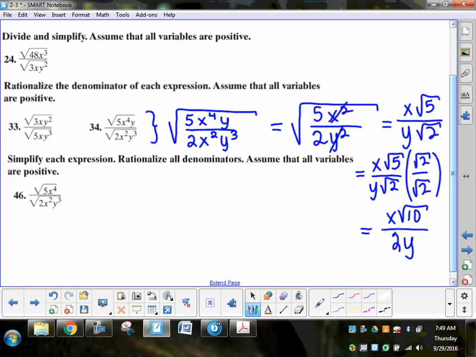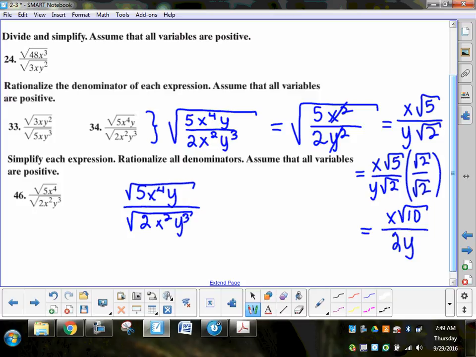Questions on that one? You can always separate a radical into its fraction components if there's a fraction in the radicand, and vice versa. Sometimes you want to. Now, technically, if you're doing this, I could have said, what's the smallest thing I can multiply by? You could have also multiplied this to start with, saying, 5 x to the fourth y, all over root 2x squared y cubed.